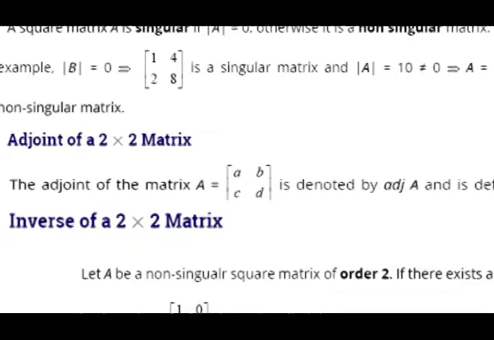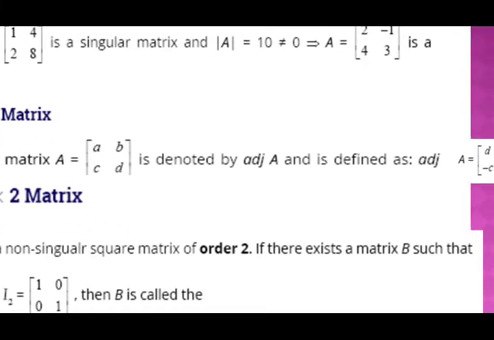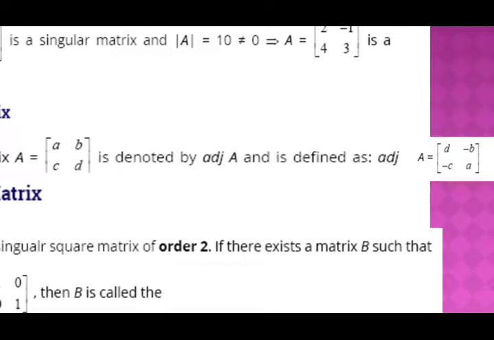Next is the adjoint of a 2 cross 2 matrix. In adjoint, we change the matrix in the form of: in the principal diagonal, A and D, we replace their elements, so AD becomes DA. And in the secondary diagonal, B and C, we change their sign. In the first diagonal we replace their values, and in the second diagonal we change their sign. This is called the adjoint of a 2 cross 2 matrix.